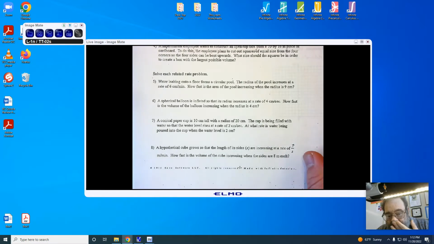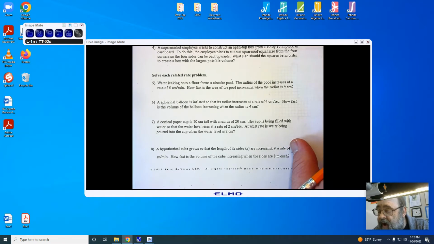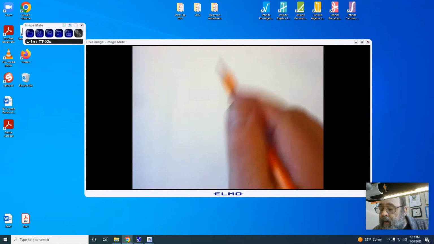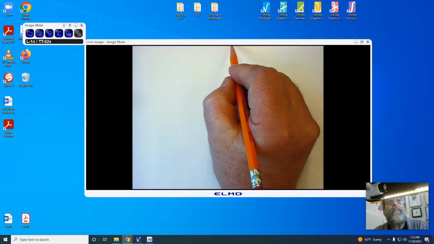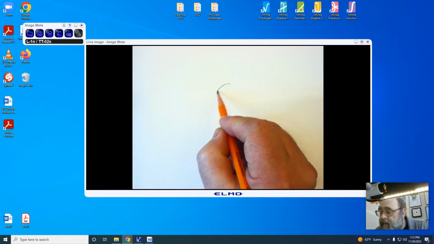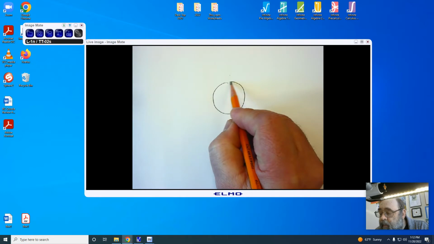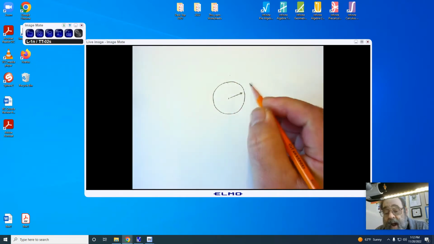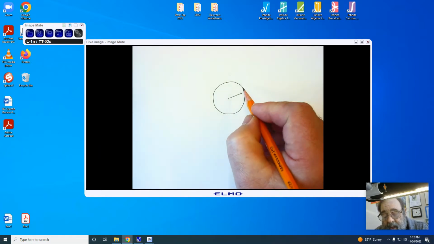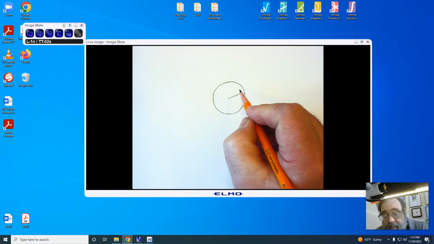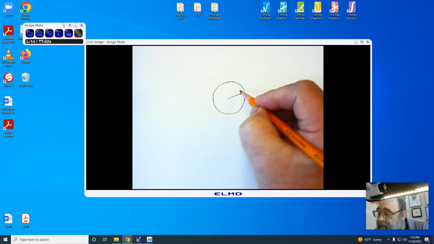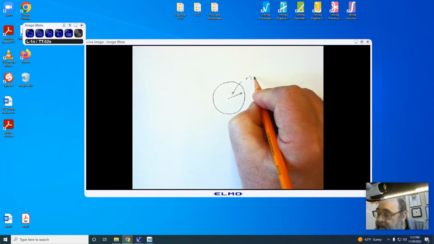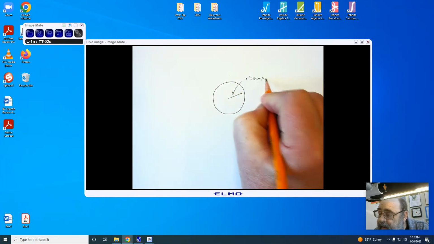Alrighty, so let's go ahead and begin. We're going to take a look at the first question, number 5. Water leaking onto the floor forms a circular pool. So if I'm looking at a circular pool, let's make sure you can see this. Drawing a picture will help me to understand that as this radius grows, it has to have a positive rate. The rate that they've given us is 6 centimeters per minute. So we have a positive, r prime is 6 centimeters per minute.